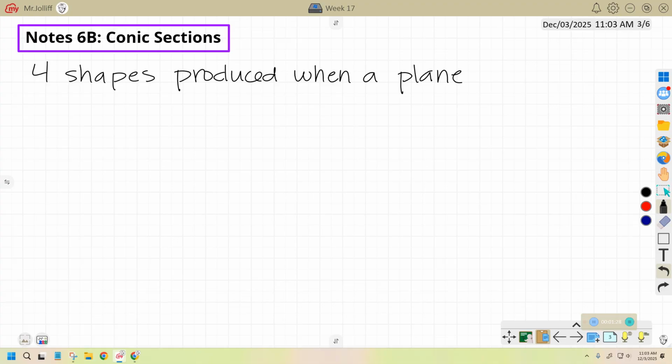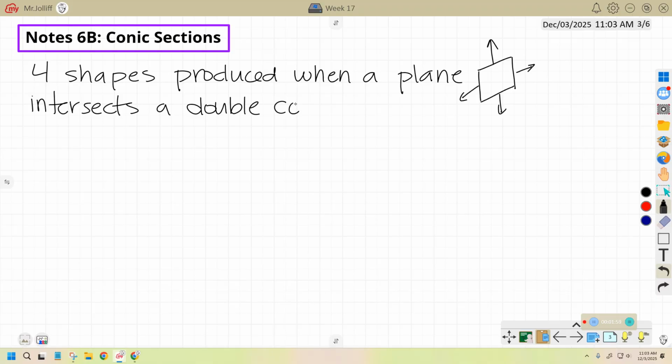So this is just a flat surface that extends in all four directions forever and ever, right? Flat. It's a plane, goes forever. And we get conic sections when that perfectly flat plane intersects, which is why it's called a section, a double cone. Thus, the conic part of conic sections.